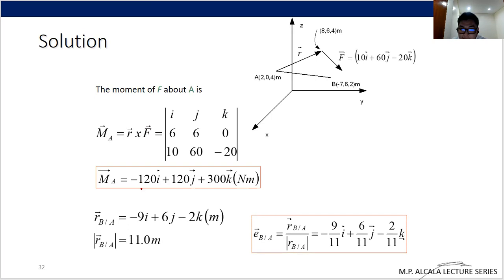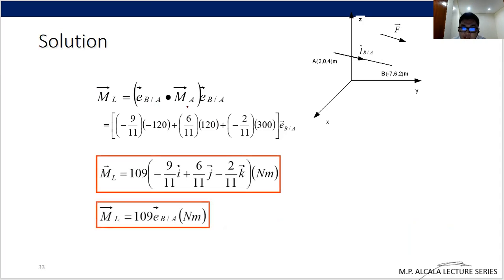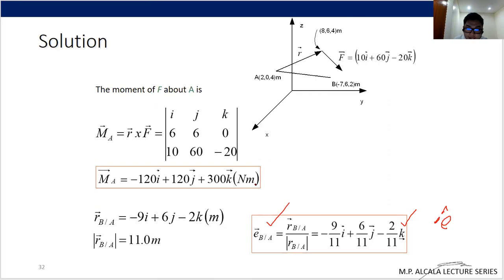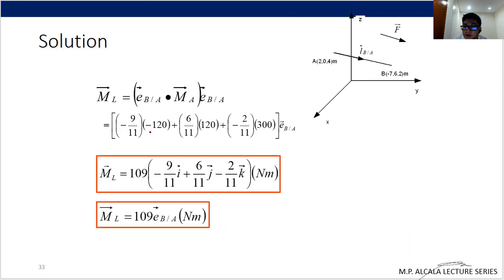Giving us MA. Then finally, in order for us to determine the unit vector EBA, simply get the position vector and divide it by its magnitude, giving the unit position vector. Now, this will be important later as the final multiplier. But for now, this is also what we will use for the dot product: EBA dot the moment. The moment we have already identified here. So E dot MA: simply multiply each component and then add.